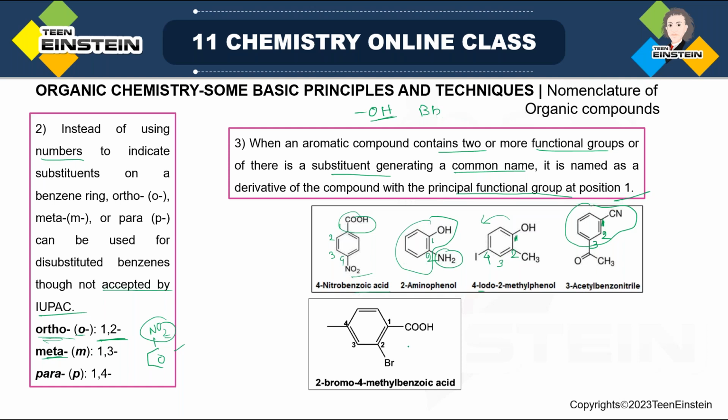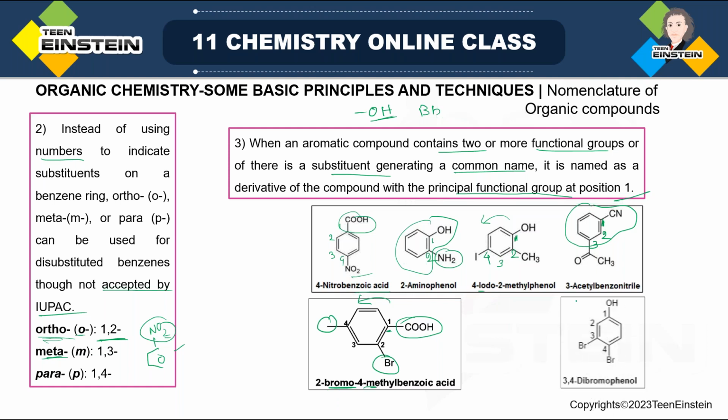Already numbering is done. We are giving 1 to this carbon because here the CO2H group is attached. Then at 2 position there is bromine, 3 and 4. If you are moving from the other direction, it will violate the rule of first point of difference. And methyl and bromo, B will come before M. So that is why it is 2-bromo-4-methylbenzoic acid.